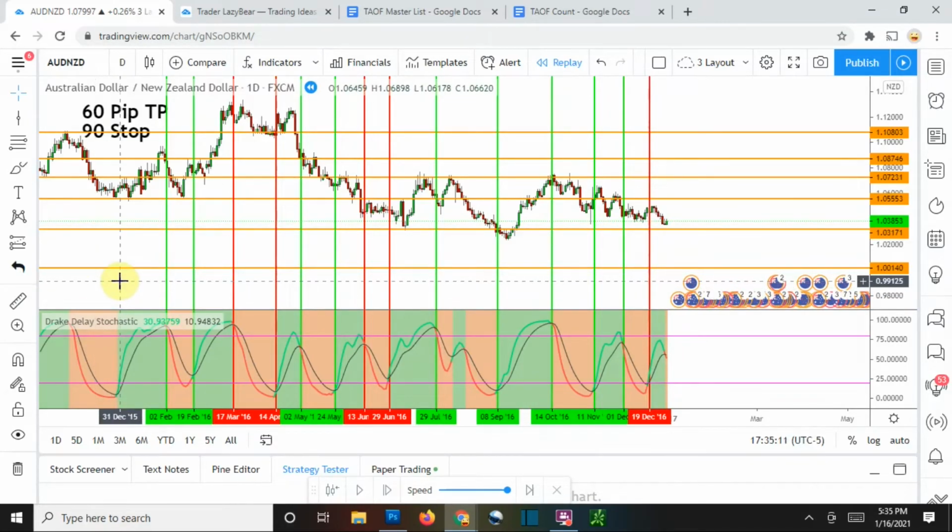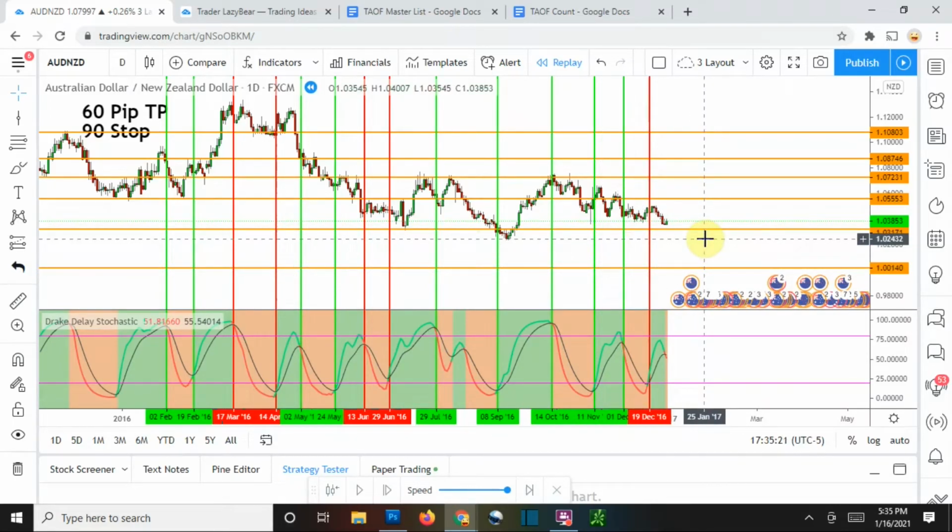So let's count these out and see what we get out of them. So we got 1, 2, 3, 4, 5, 6, 7, 8, 9, 10, 11, 12, 13, and 14. So we have 14 signals, 14 trades all together, and we have 1, 2, 3, 4, 5, 6, 7, 8, and 9. So we have just barely getting us over the 60% criteria.